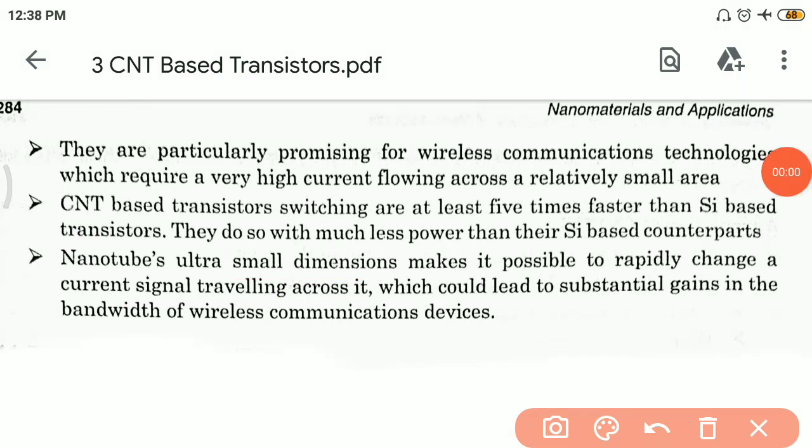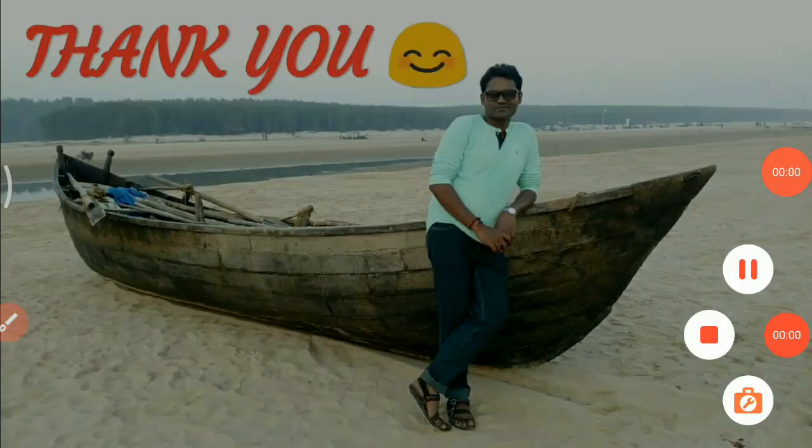Okay, so at the end, I advise you to go through the PDF completely, and as I said, I have combined the CNT based transistor taken from two books. Okay, so you read it mindfully and take the valuable useful points that are given in both the books and make your note accordingly. Okay, thank you.